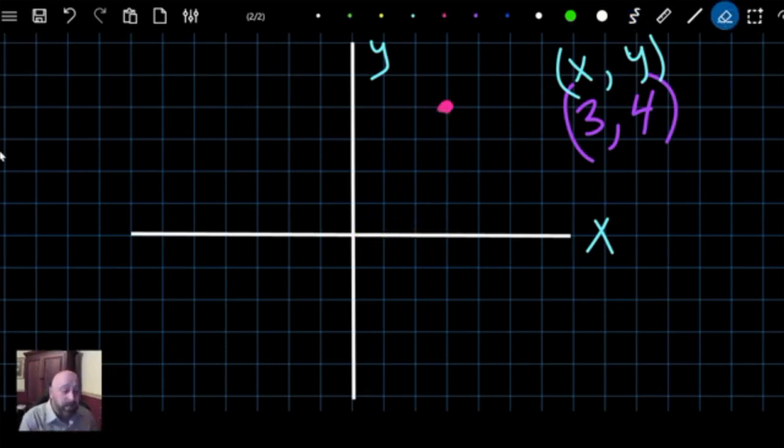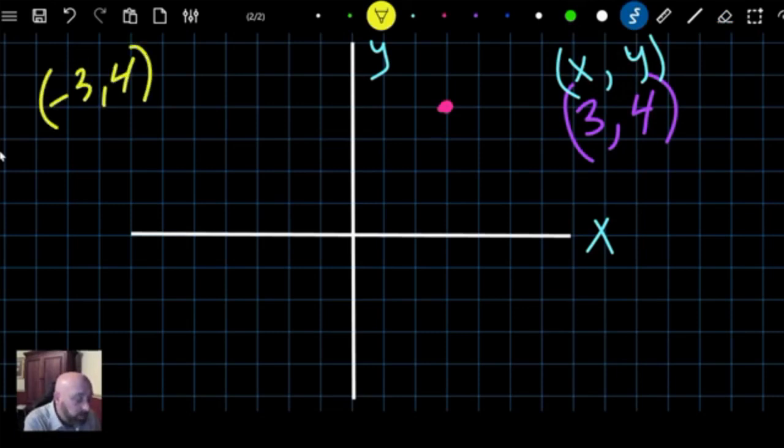Now let's do another one. Let's do one with maybe a negative in it. So we'll do negative 3, 4. Negative 3, comma 4, right? And I'll change this color. We'll do this one in green. Okay, so we'll come over here and we'll go negative 3. 1, 2, 3, and we're still going up 4. 1, 2, 3, 4. And so our point's going to be right there.